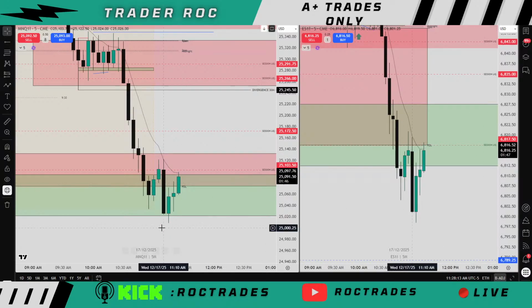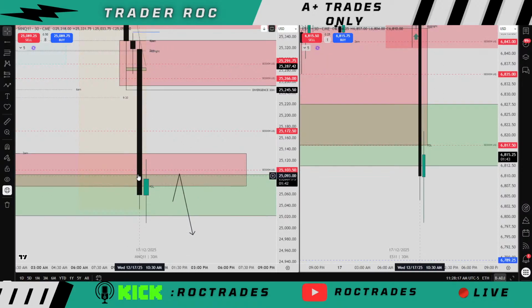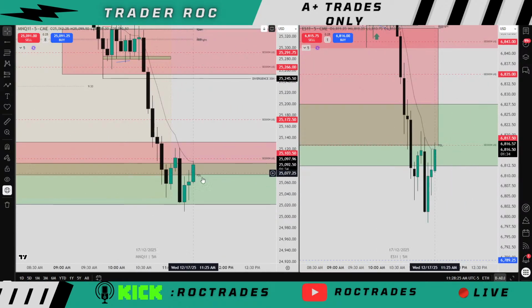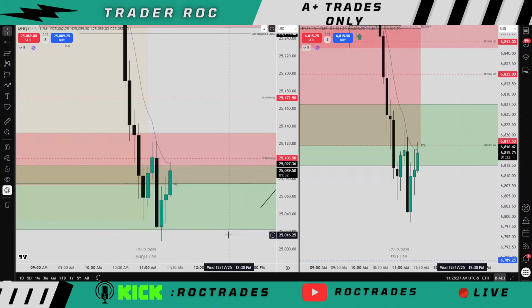Very nice. All right, so what are you guys noticing, right? We're about to open this new 30-minute candle. Decent rejection so far on this 30-minute candle. If the next 30-minute candle can open up and offer more rejection, then I'm going to draw up a trade idea based off of that.